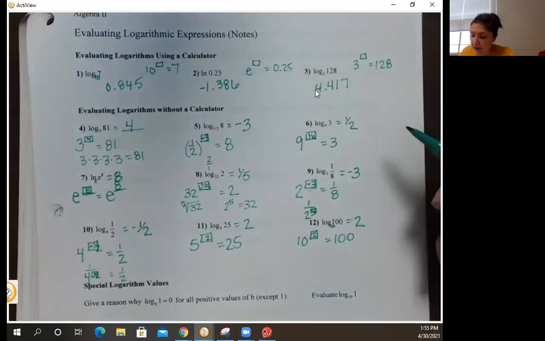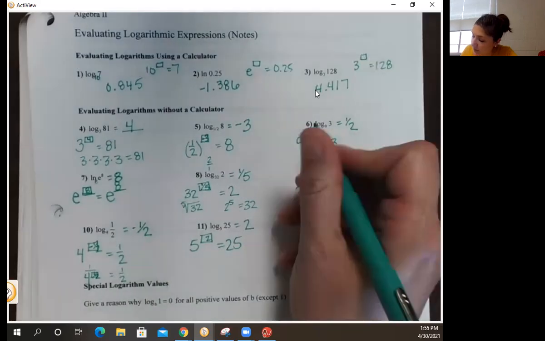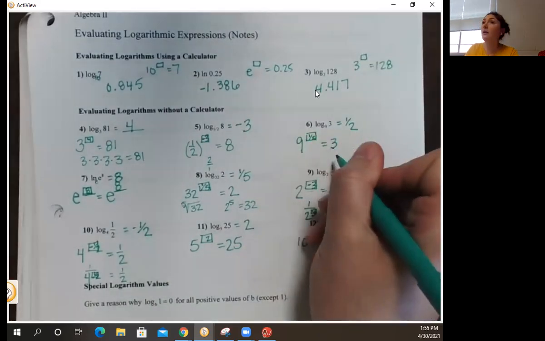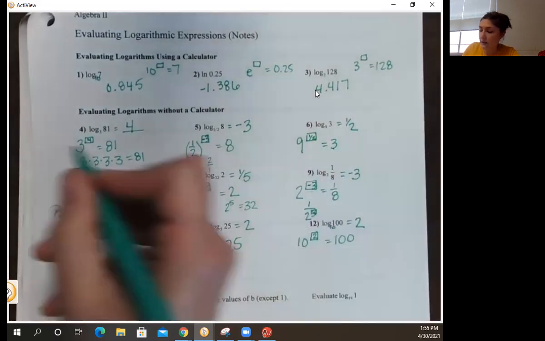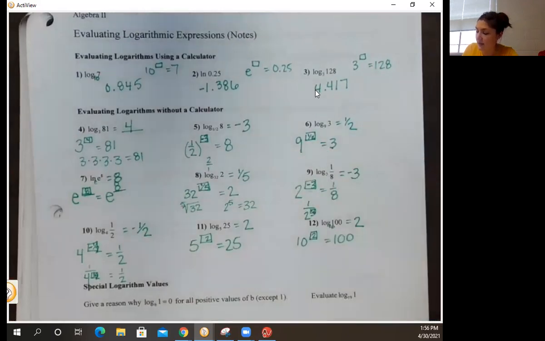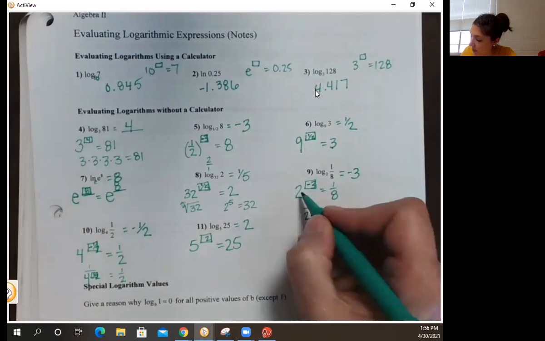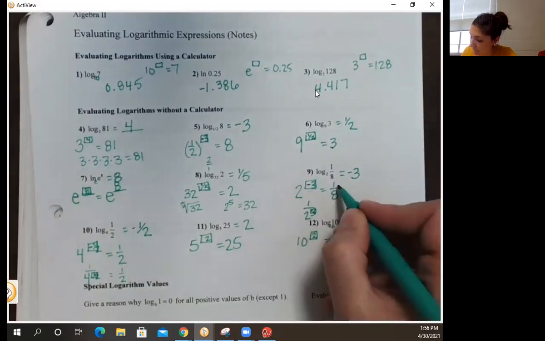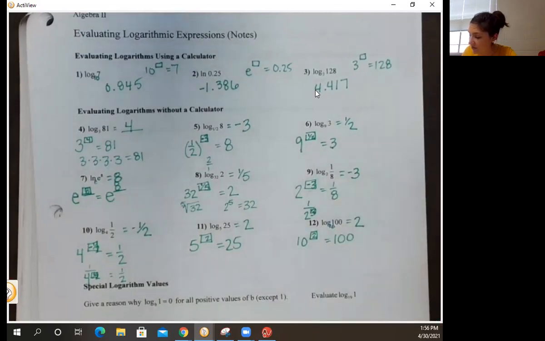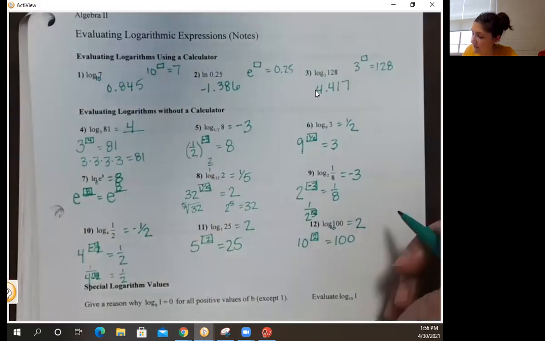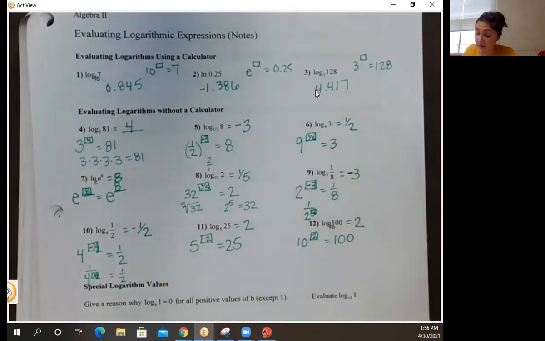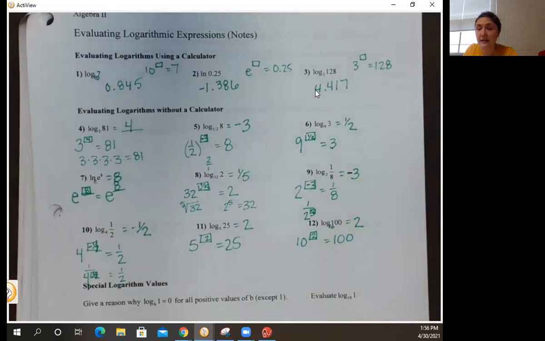A couple things to note here, and we talked about this as we went through. Anytime I'm starting with a big number and going to a small number, you need a fraction for your exponent. And anytime that I'm going from a whole number to a fraction, or vice versa, from a fraction to a whole number, like we did in number 5, my exponent will have to be negative. Okay? So just some things to keep in mind.